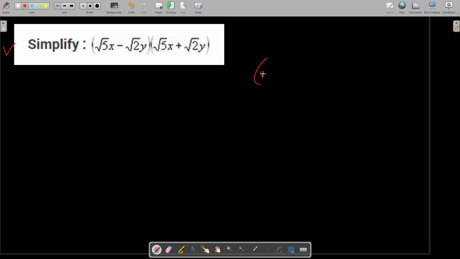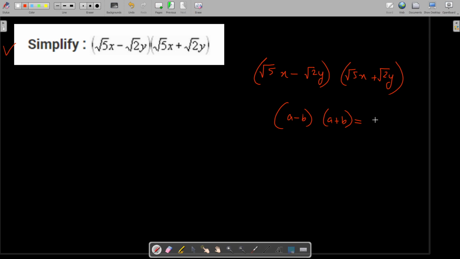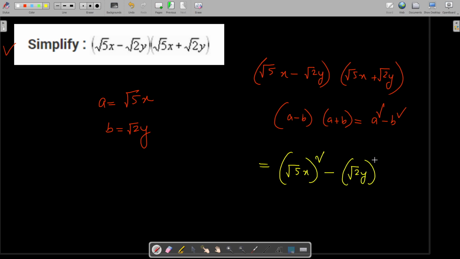So it's given root over 5x minus root over 2y into root over 5x plus root over 2y. Now what does it look like? It looks quite similar to the (a minus b) into (a plus b) formula, which is simply a square minus b square. So here, what's the value of a? In place of a, we have root 5x. In place of b, we have root 2y. So what will be the answer for this question? It will be simply root over 5x whole square minus root over 2y whole square.